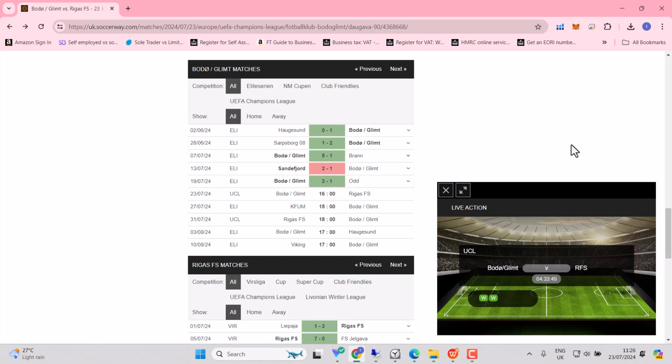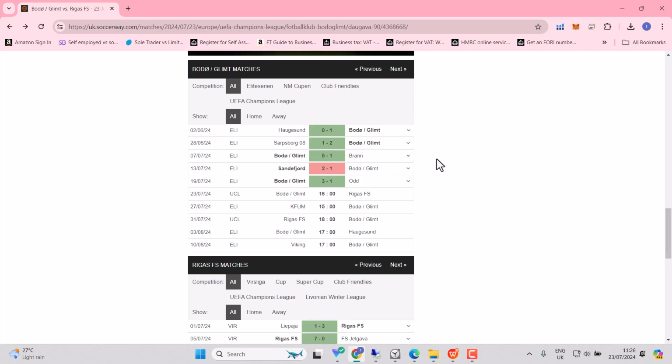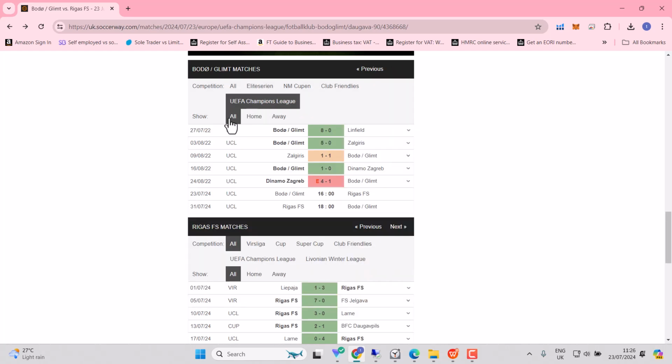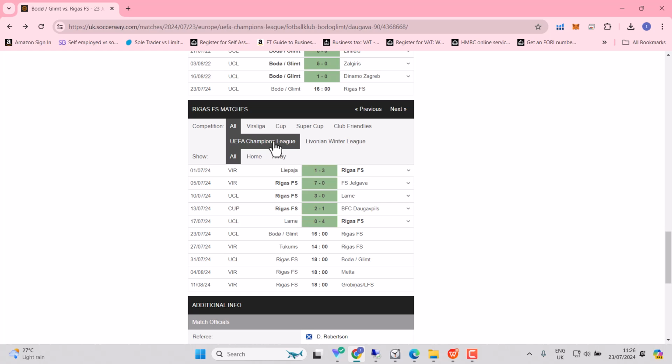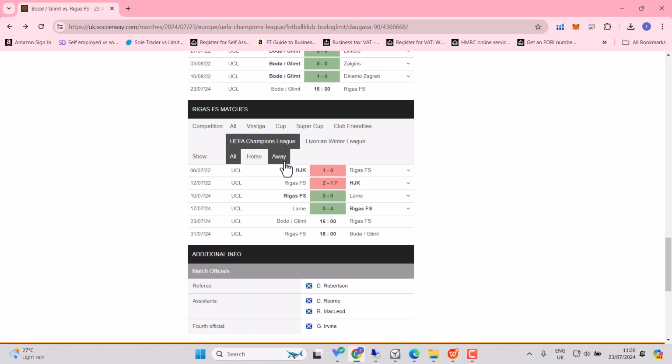It's the Champions League, so we're not interested in recent form in all competitions. We want to look at the Champions League. Now you can look at the Champions League overall. You can look at Bodo Glimt at home, because they are at home today and they're quite confident, aren't they? Back in 2022, 4 consecutive wins to nil against Dinamo Zagreb was particularly eye-catching there. You can have a look at their opponent in the Champions League and their away form in the Champions League.